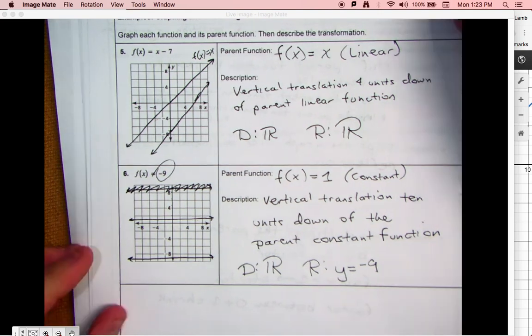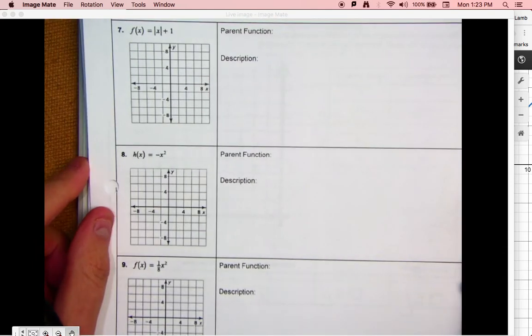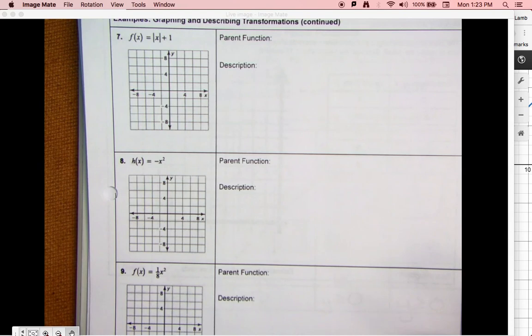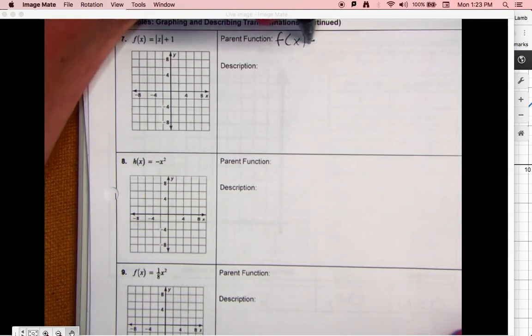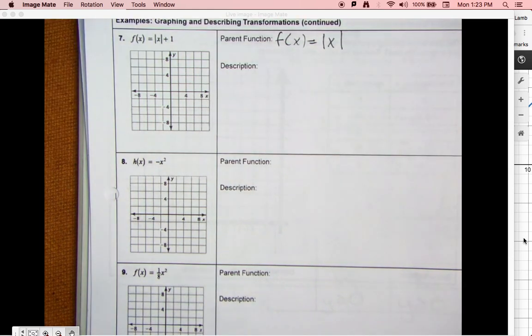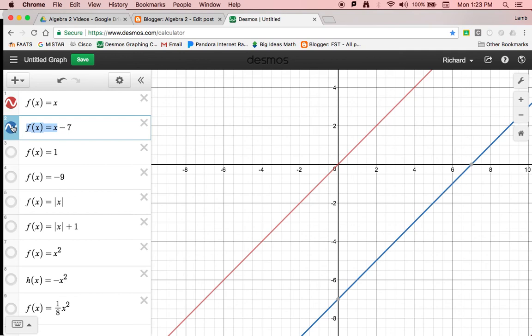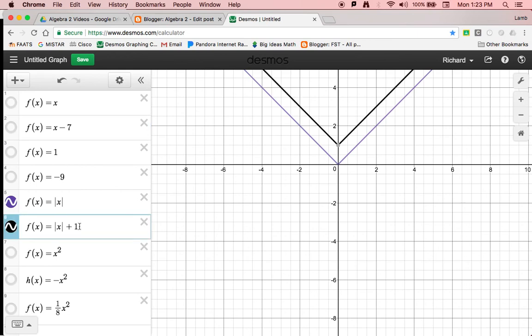All right, let's look at the next three. What's our parent function? f of x equals the absolute value of x. Let's take a look at what these two graphs look like. There's the absolute value of x. x plus 1. Check that out. Goes up 1 unit.